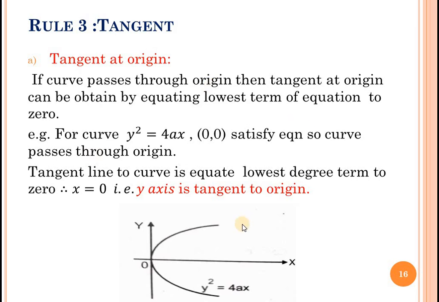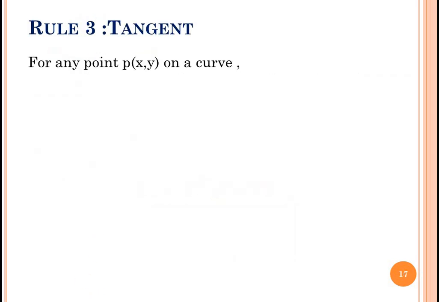So again, I recall it is an important part. How do we calculate the tangent at origin? By equating the lowest degree term to 0 in the given equation, whatever equation we get, that is the equation of the tangent. Sometimes we get more than one equation, so there is more than one tangent at origin.